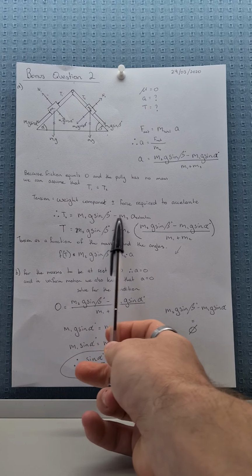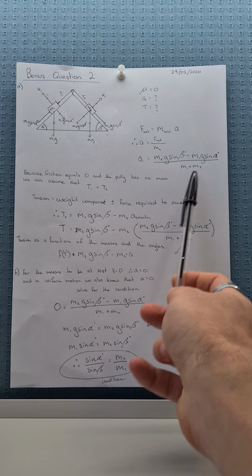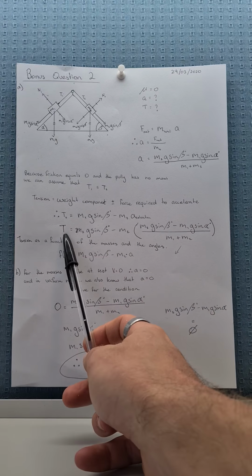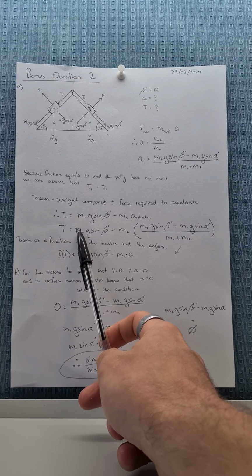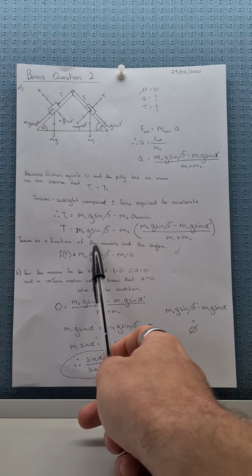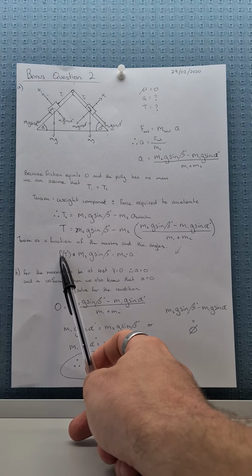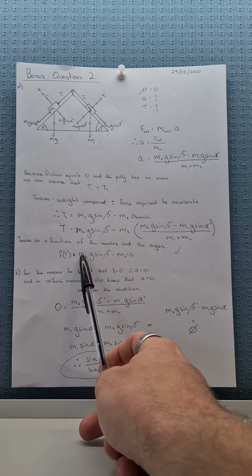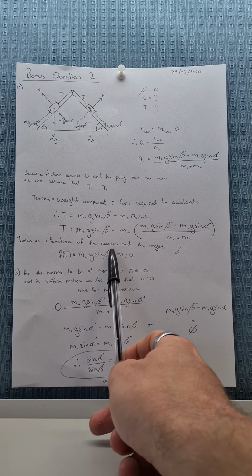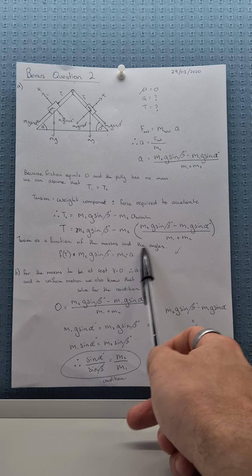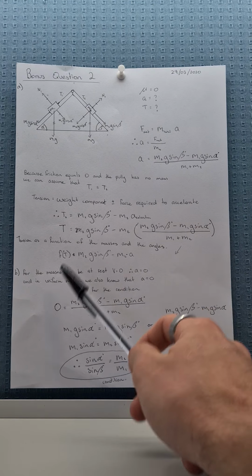So it gives you this equation, and then we sub in acceleration as found up here, which gives you tension as a function of the masses and angles. T equals m2 g sine beta minus m2 times acceleration up here.